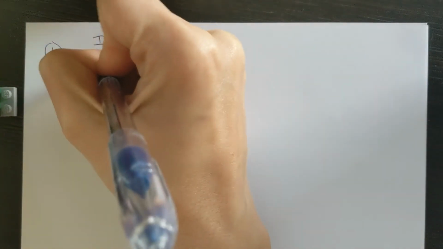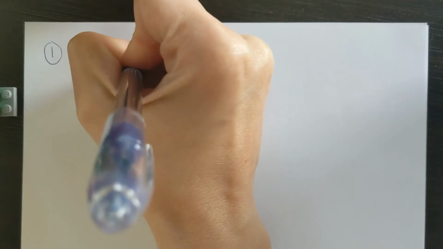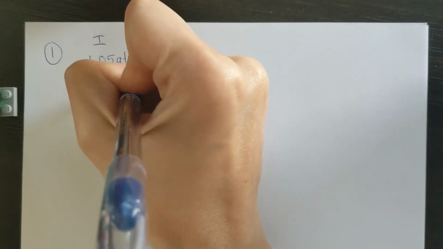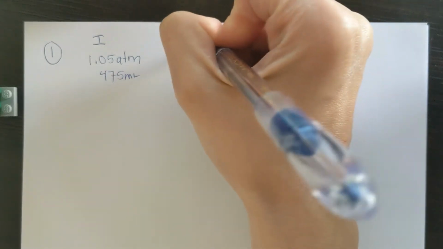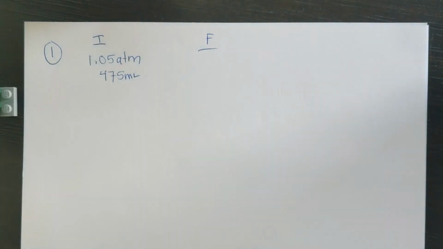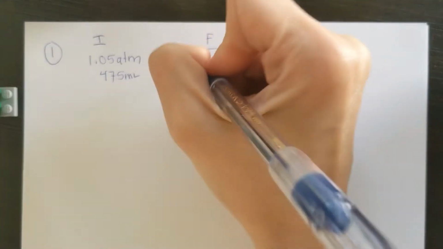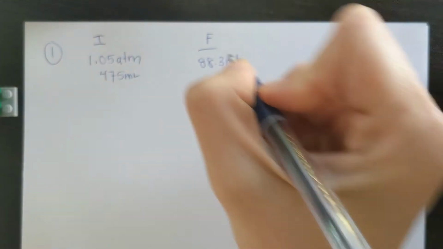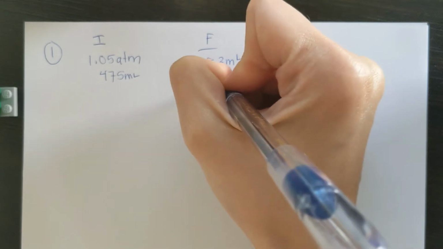Number one, they tell us our balloon is at 1.05 atmospheres, and that it has a volume of 475 milliliters. And then its second set, or final set, of conditions: it is compressed to 88.3 milliliters, and we want to know what is the pressure.